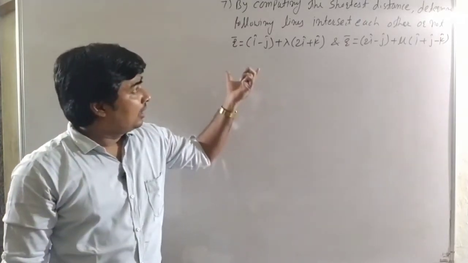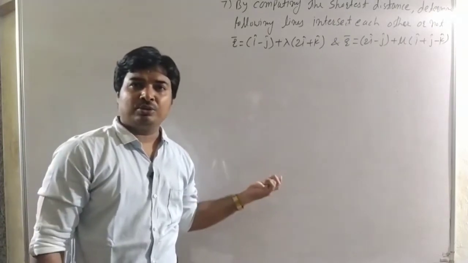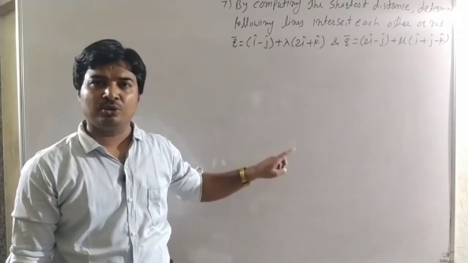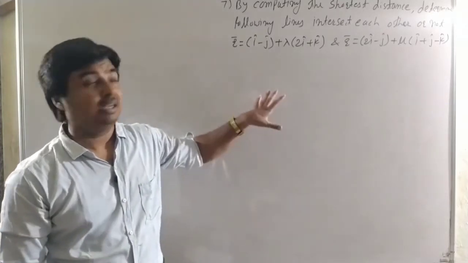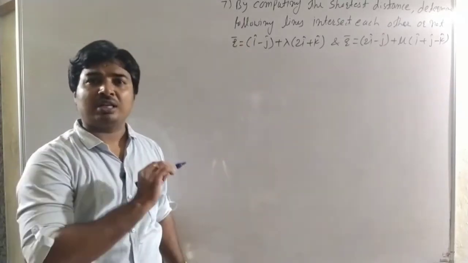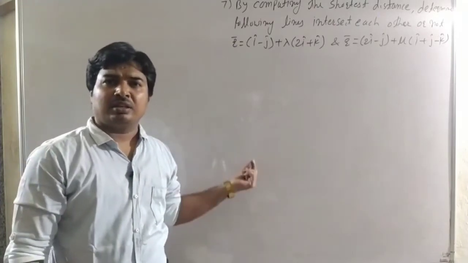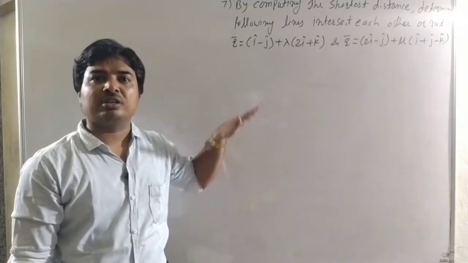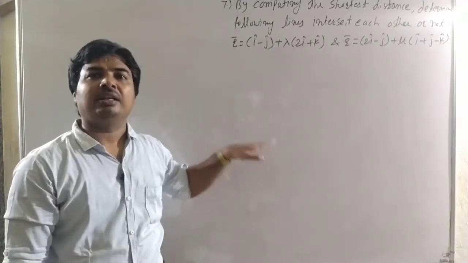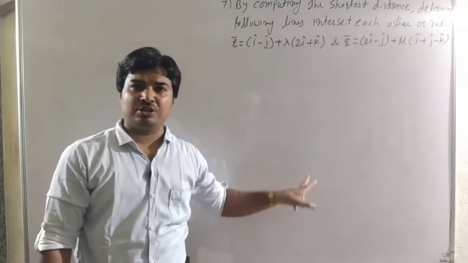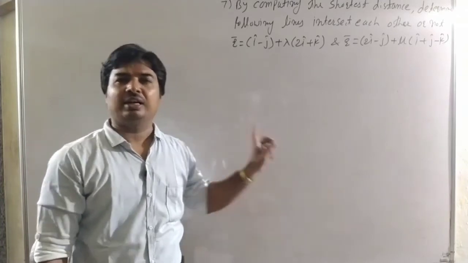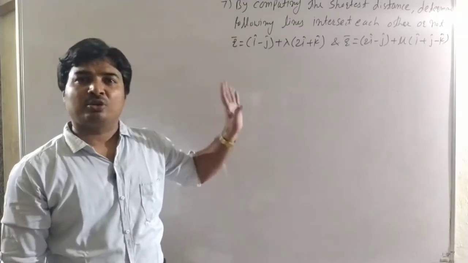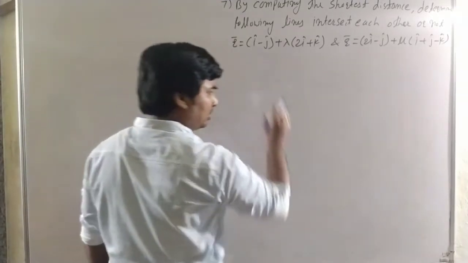If the shortest distance is 0, then the lines intersect, and if the shortest distance is not equal to 0, then the lines do not intersect. That means the question is the same, only the last answer is extra: we write intersect or not. We first find the shortest distance, and then write the answer.